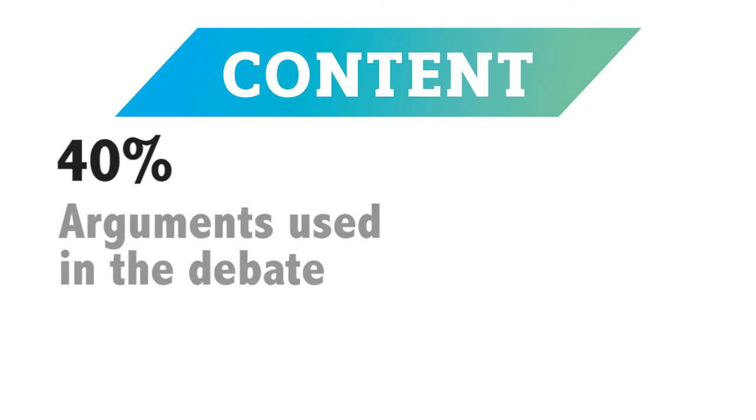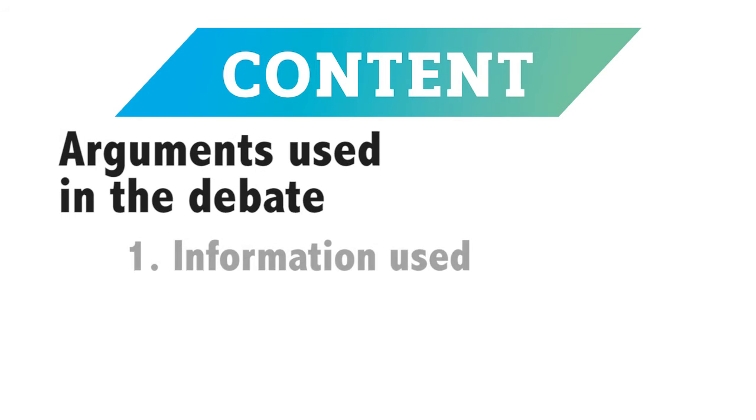First, content, which counts for 40% of the overall score for the speech. Content specifically applies to the arguments used in the debate. To break that down a little, it's the information that the debaters bring to the debate. In a prepared motion, debaters are expected to have more content and more information about a topic, but it is highly possible for debaters to have knowledge about a topic even in impromptu motions.